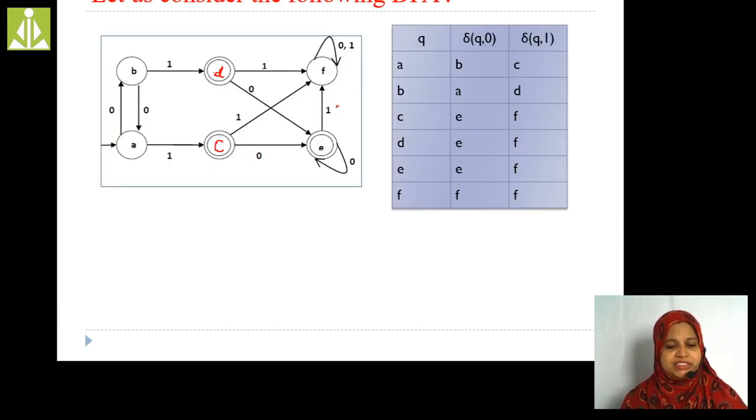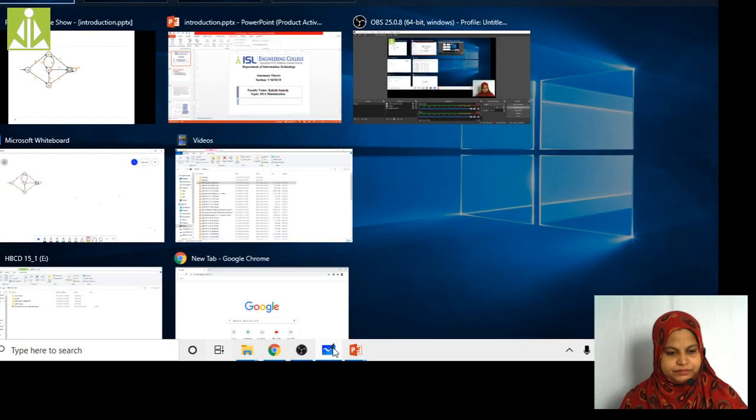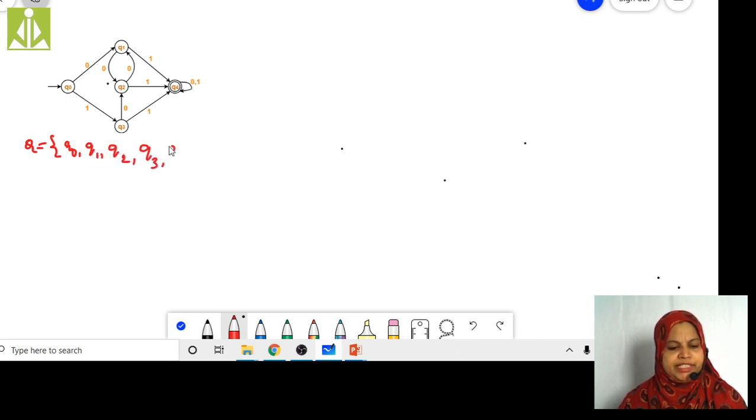In the previous class we discussed another problem. In this class I am going to discuss this one, right? See here, this is the DFA. How many states does this DFA consist of? Q equals Q naught, Q1, Q2, Q3, Q4. This is the set of states, right? What is sigma? Sigma equals 0 comma 1. Now I am going to write the transition table for this one.